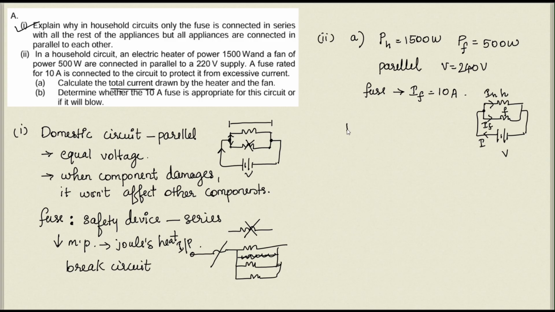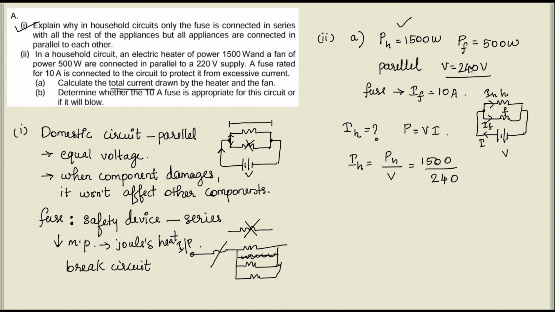So in order to find the current flowing through the heater, IH, what will we do? We have our power value, we have our voltage value, and voltage will be the same for the heater and the fan because they are a parallel combination. Yes, so we can use the relation P is equal to V into I to find the current. So IH is equal to PH by V, that is equal to PH, it is 1500 divided by 240.